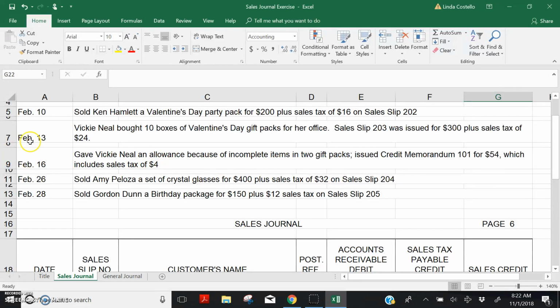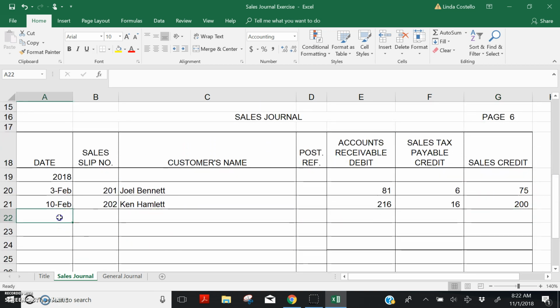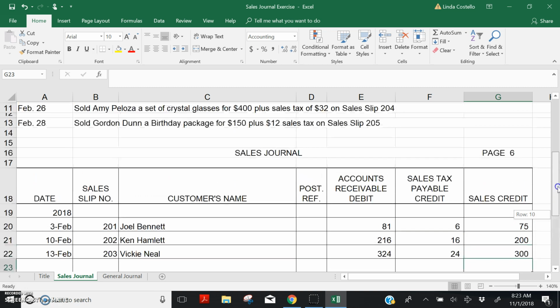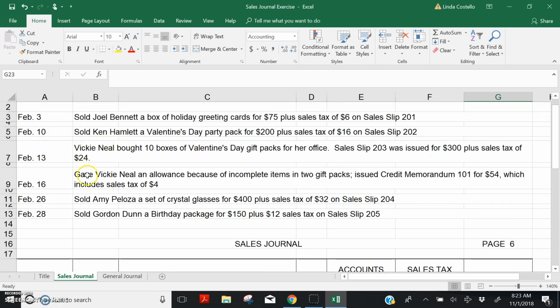On February 13th, Vicki Neal bought 10 boxes of Valentine's Day gift packs for her office. Sales slip 203 was issued for $300 plus sales tax of $24. Let's record it. Date, February 13th. Sales slip number 203. Customer, Vicki Neal. Debit accounts receivable, $324. Credit sales tax payable, $24. Credit sales, $300.